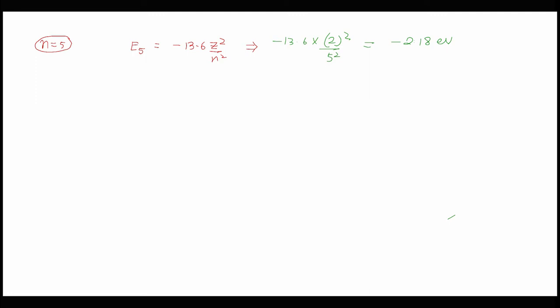So I can say therefore the energy of emitted photon will become equivalent to 1.2 plus 2.18. So it will acquire both these energies and the value will become equal to 3.4 electron volt. So the energy of the emitted photon in the above combination can attain a value of 3.4 electron volt.